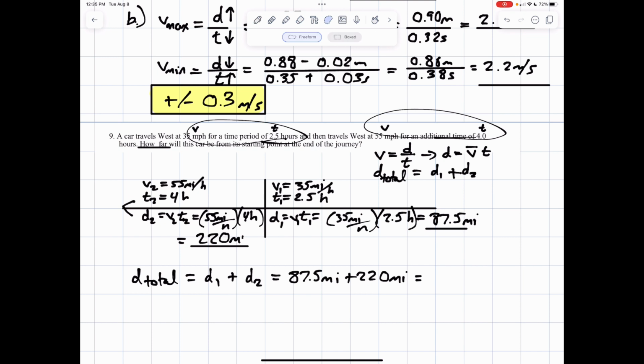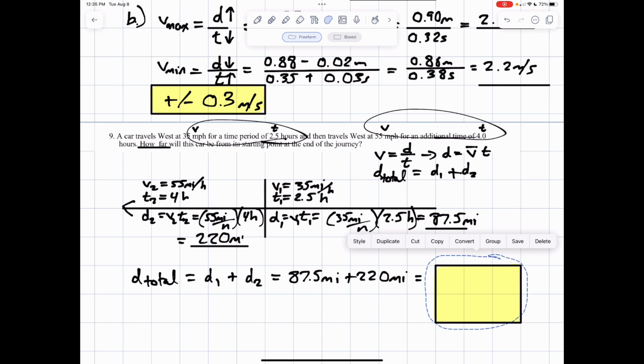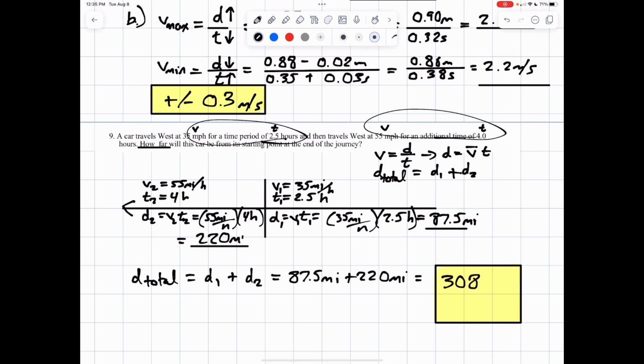Let me see. Let's see, plus 87.5. We should get about 307.5. So we'll just round that up to 308 miles for number 9.